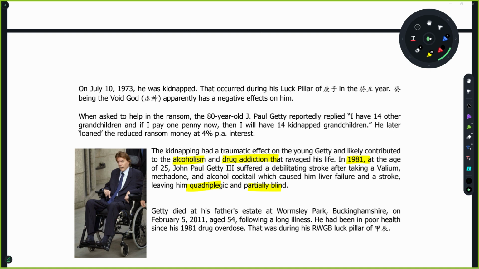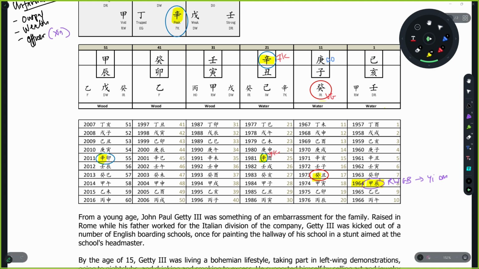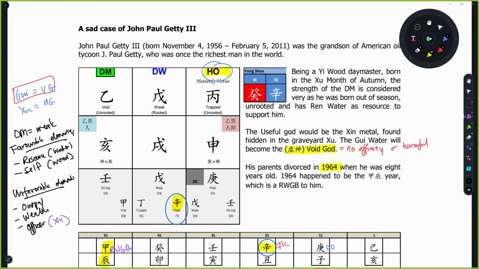And over the period, we do find that he died. He died in the year 2011. In the year 2011, he died in the year of the Sin metal, 7 Killing, which of course is in the luck pillar of Jia Chen. What is the Jia Chen luck pillar again? The Jia Chen luck pillar will be the Rob Wealth, Gold Blade luck pillar. And so he died in the 7 Killing year on the Rob Wealth Gold Blade luck pillar. And so here we find that that has become the tragic life of John Paul Getty III, the grandson of the richest person in the world at that time.